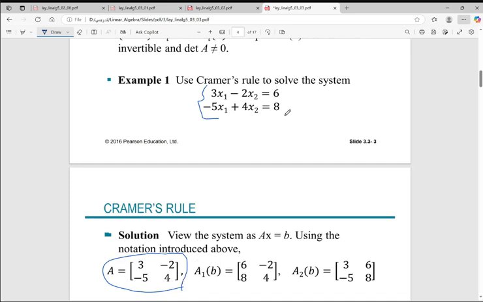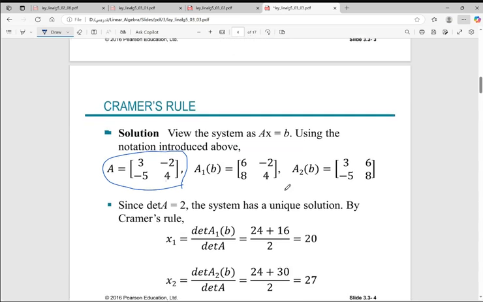And what is vector B? 6, 8. Yes, doctor, it's 6 and 8. 6, 8 is a vector and it is B. So A is 3, minus 2, minus 5, 4, and B is 6, 8. So what is A1B? The matrix A with the first column replaced with B, 6, 8. Exactly. So A1B is something like this.